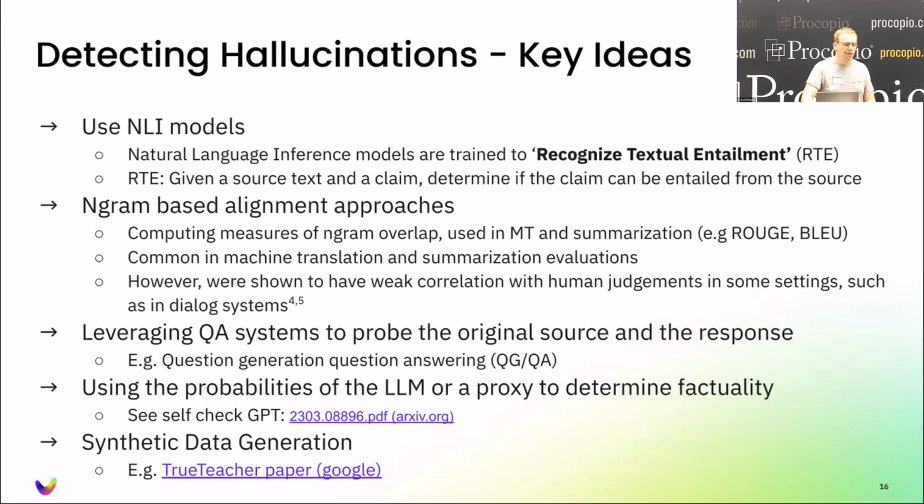So if you want to detect hallucinations, what are some of the ways that people have done that in the past? I'd say probably the most common idea that people have had is to use NLI models. In NLP, this area is called natural language inference, or recognizing textual entailment, which is a bit of a mouthful.